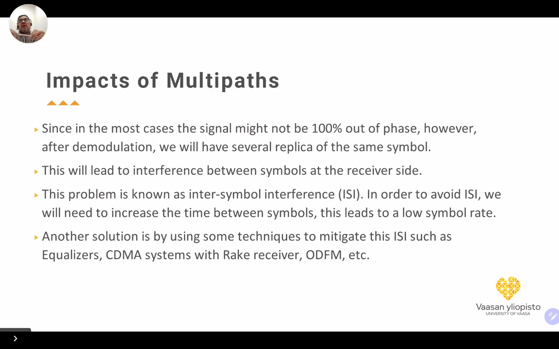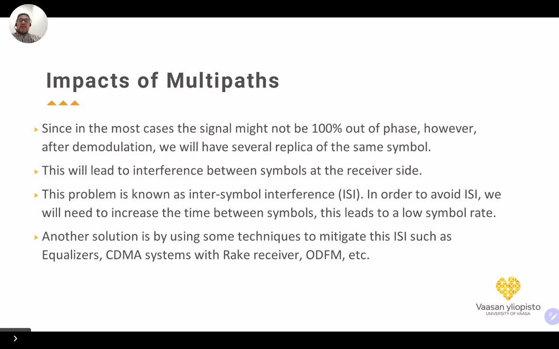Remember that the problem of ISI, or this multipath, is the main problem that prevents us from reaching very high data rates in all systems. Because of the development in technology, we are now able to achieve even more than 1 gigabit per second in wireless cellular networks. But why was it not possible 20 or 25 years ago? One of the major problems was the lack of technology to handle inter-symbol interference.